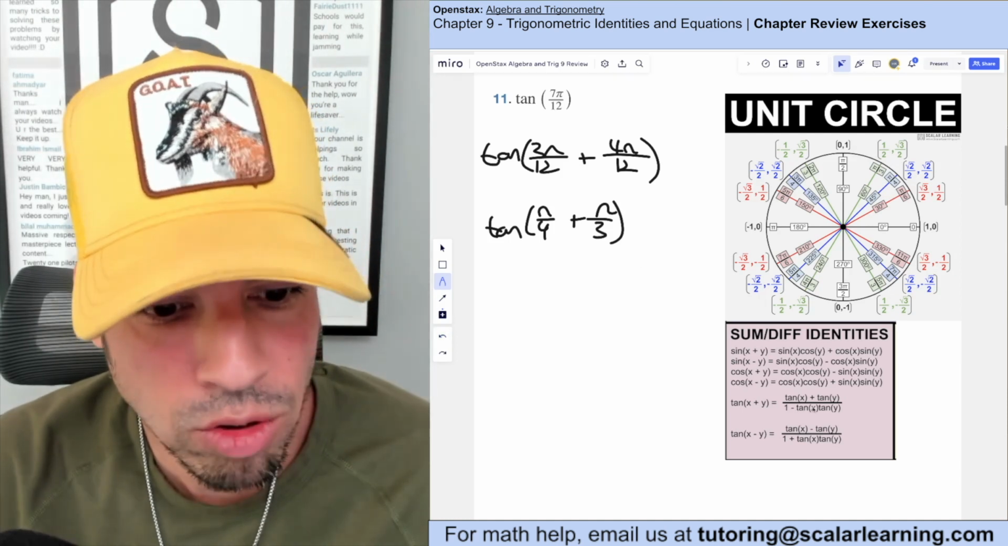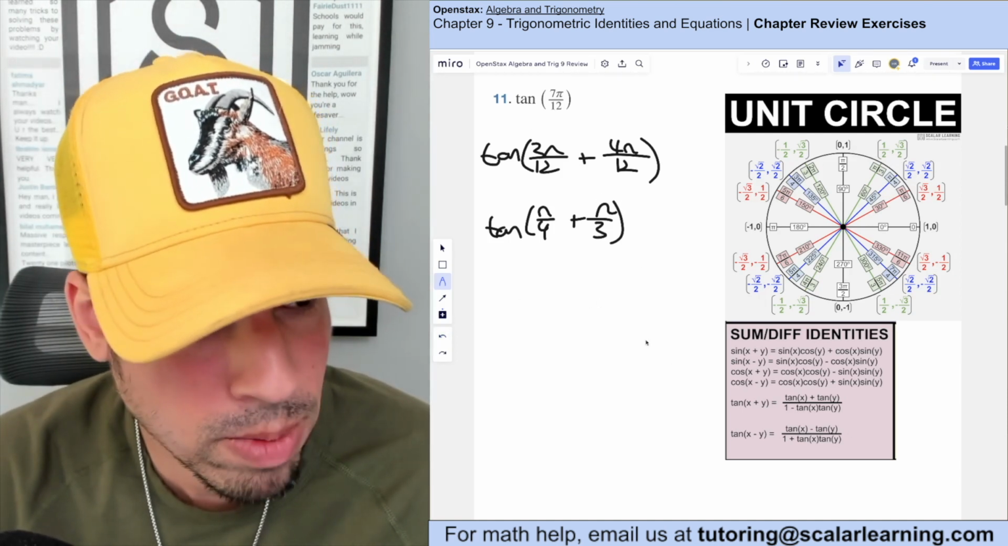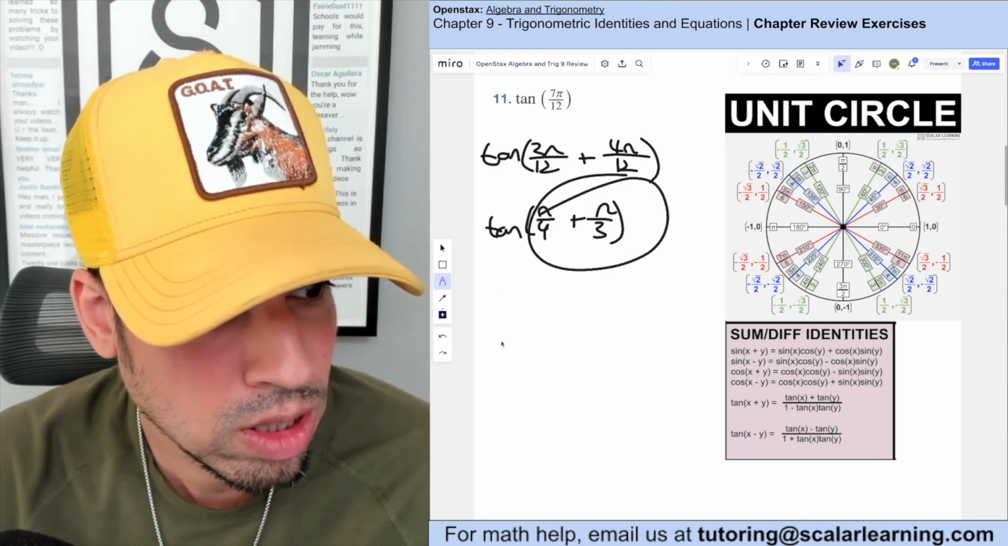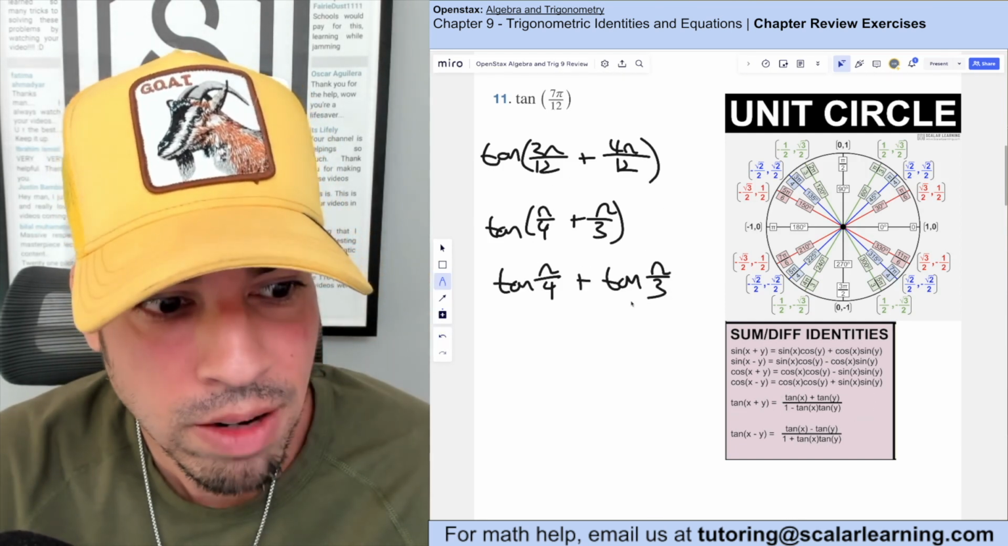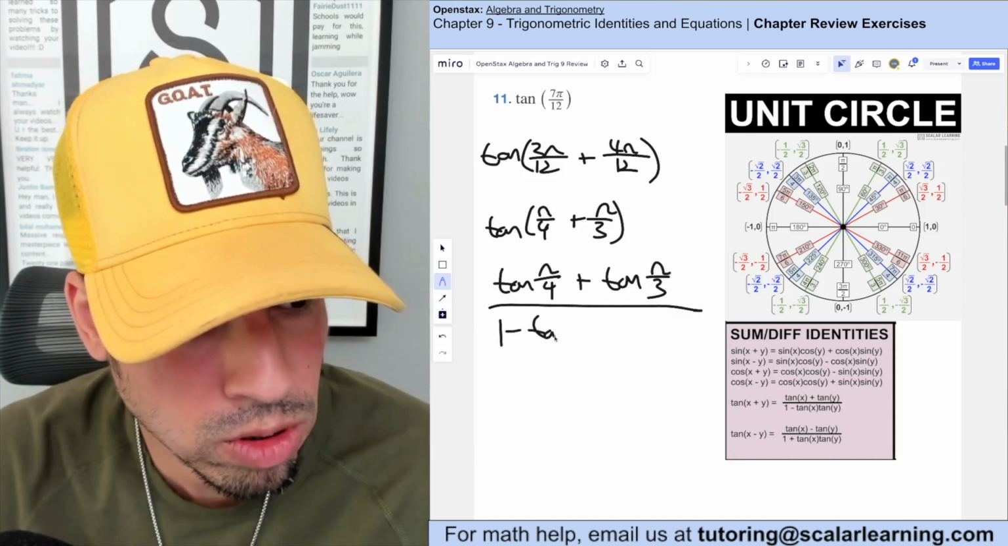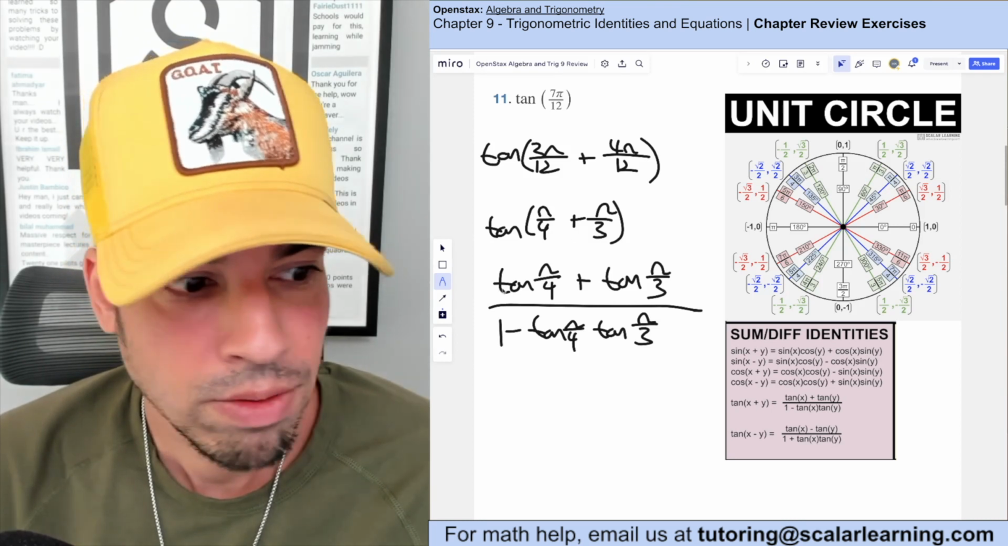Okay, so now let's use the formula because I can reformat tangent of x plus y as this. So let's do that with these values now. So on top we have tangent of pi 4ths plus tangent of pi 3rds over 1 minus tangent pi 4ths times tangent pi 3rds. Okay, now we have to figure out what these values are.